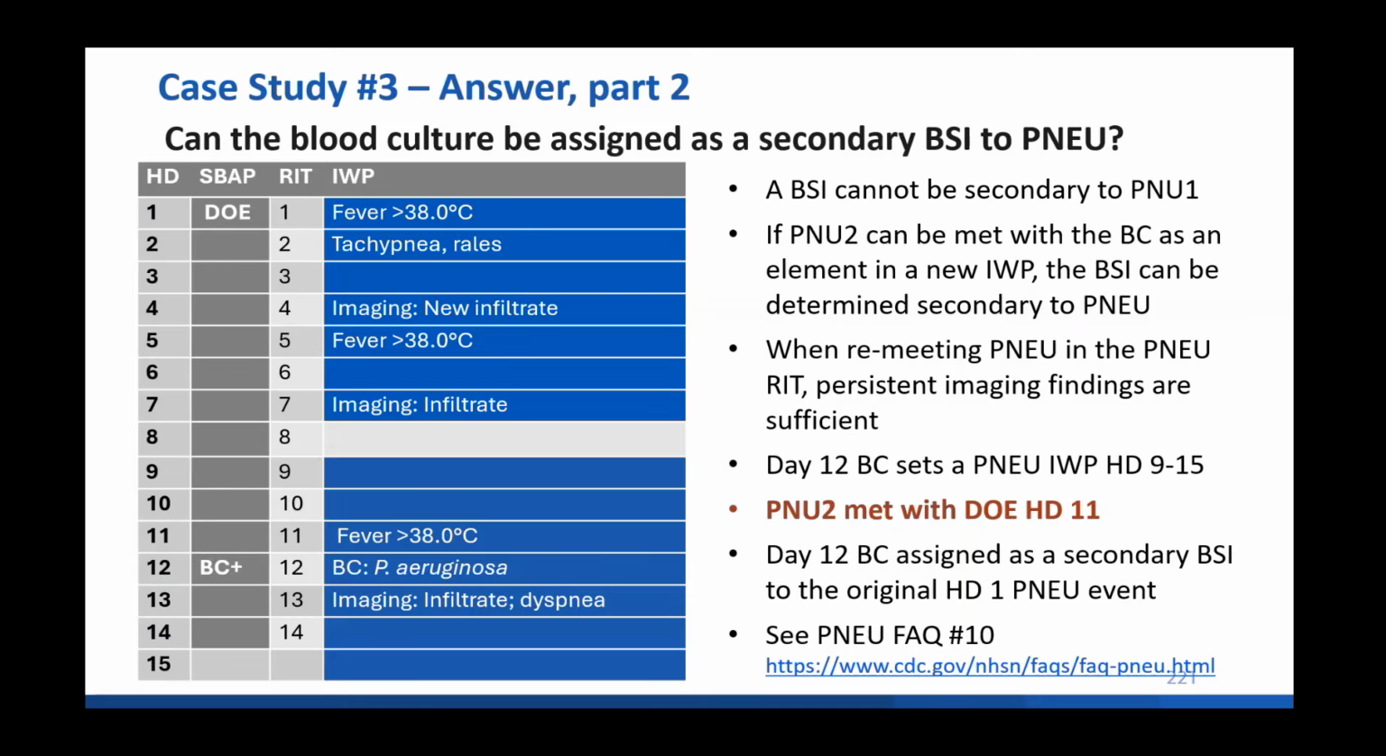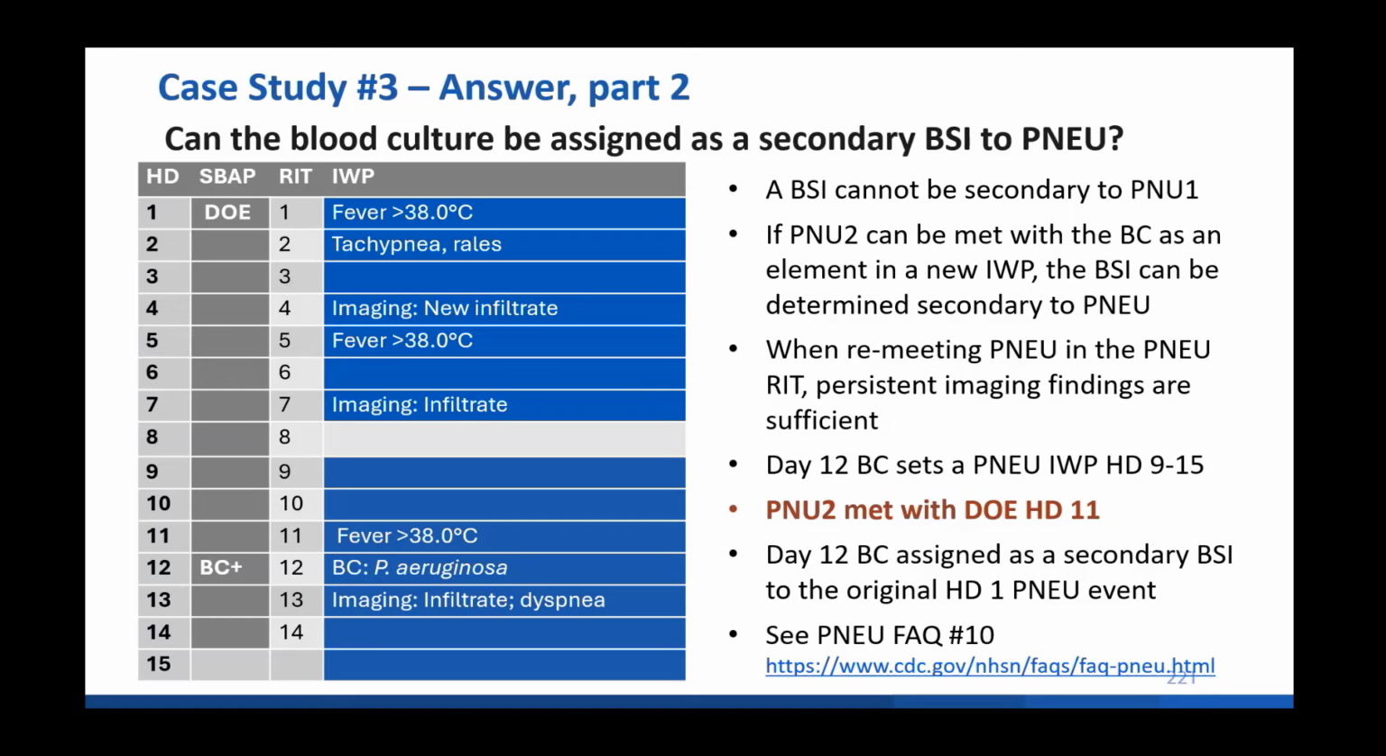This is not to say that there will not be new or progressive imaging test evidence of pneumonia in the repeat infection timeframe. There may be. It just means that persistent imaging test evidence of pneumonia is sufficient, and new or progressive imaging findings are not required for meeting a pneumonia criterion within the pneumonia repeat infection timeframe.